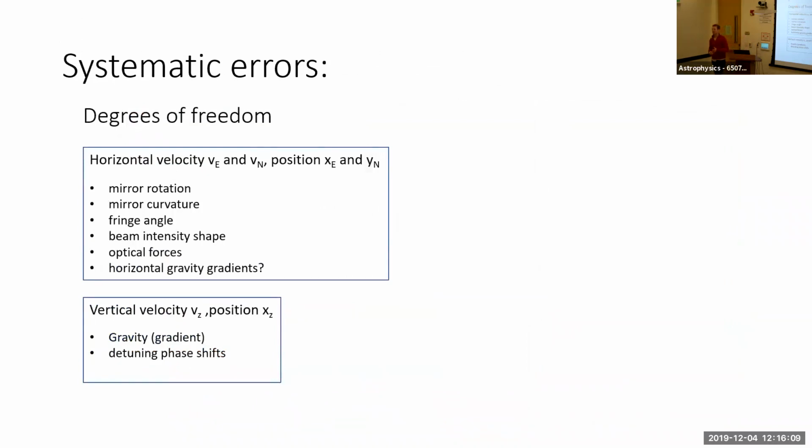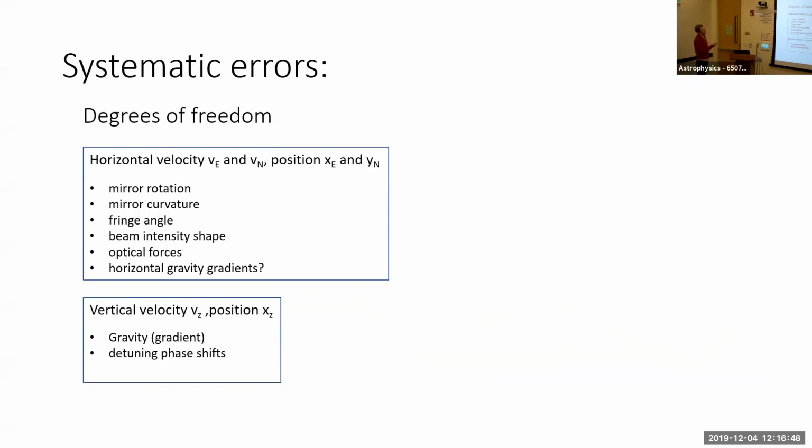So now to the big problems, or basically what keeps us up at night, is systematic errors. The more important systematic errors, I would say, are the ones related to the differences between 85 and 87. So what degrees of freedom do we have to worry about? We have horizontal velocities in two directions. We call them east and north, and also position. And those couple to certain other effects to create phase shifts. As mentioned before, we don't want to be sensitive to anything other than the unknown signal. So we have to take care of those.